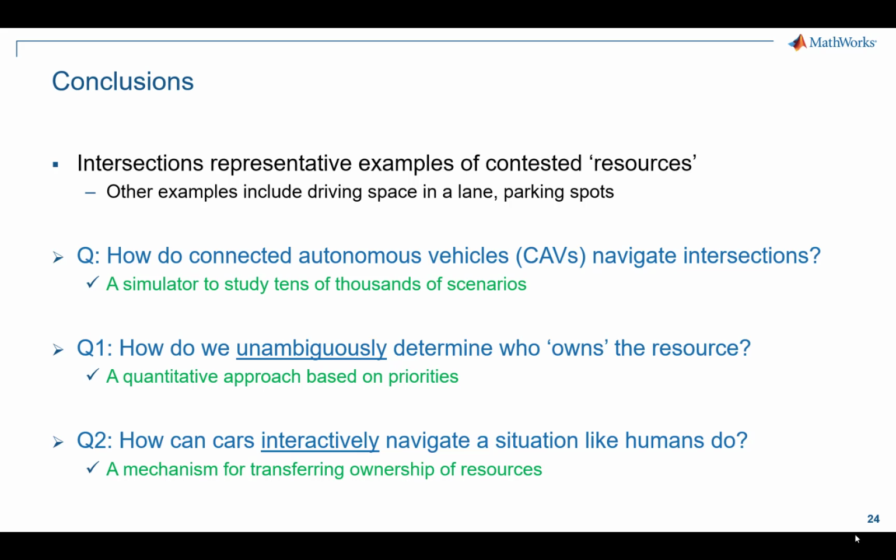And then we built a simulator to study tens of thousands of scenarios and observe rigorously what level of urgency successfully gives us access, what level of urgency is paying too much money, etc. All those questions can be easily answered. And the simulator is built on physical dynamics of vehicles. And in order to build this, we solved two research questions, which is unambiguous determination of ownership of the resource, as well as a mechanism for interactively navigating the intersection by transferring of privileges.